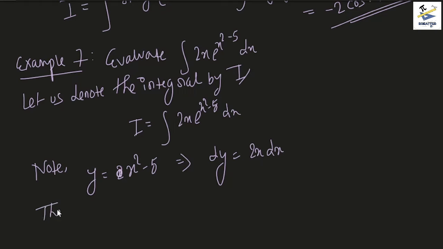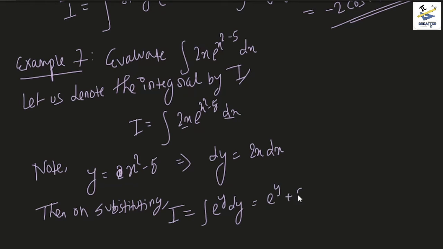Then on substituting, I is equal to the integral of e to the power y, and the 2x dx becomes dy, right? And you know the integration of e to the power y is just e to the power y plus c, and you put in the value which was x square minus 5, plus c.